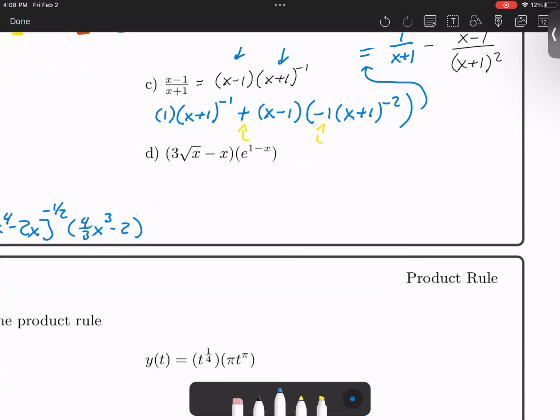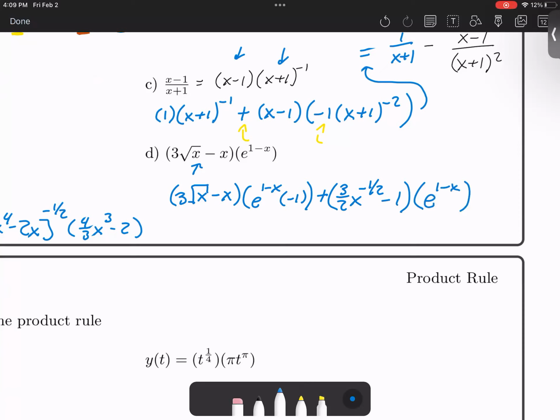D. Here, this will differentiate to 3 square root x minus x. So here I just copy down my first term, I'll need to differentiate the second term. E to the 1 minus x times a minus 1. I'll add to that the opposite of what we just did. So now it's time to differentiate this term. 3 over 2 x to the minus 1 over 2 minus a 1. And then we'll copy down the second term, e to the 1 minus x.